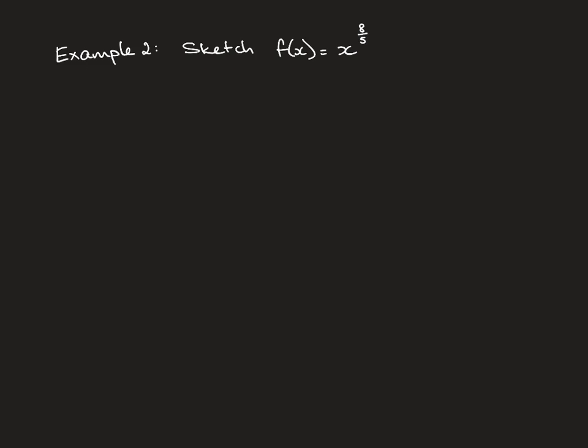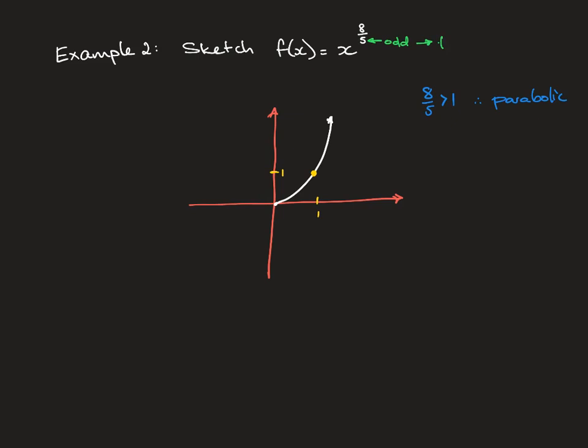So this time we're going to sketch x to the power of 8 on 5. And so 8 on 5 is greater than 1, so we have a parabolic shape. So we can go ahead and sketch the parabolic arm, marking our (1, 1). And then we need to determine whether our tail, because our denominator is odd, means we're going to have a tail, and we need to determine where the tail is.